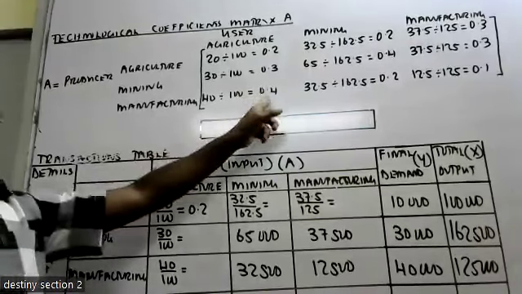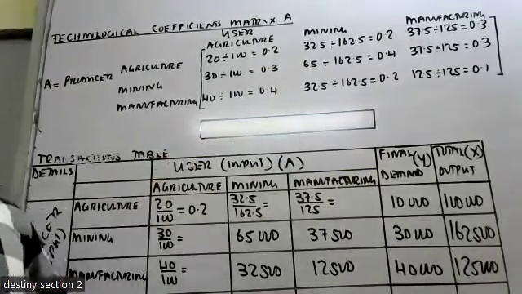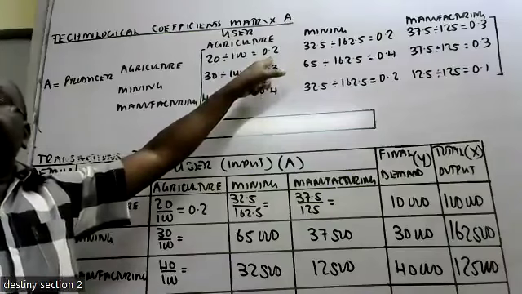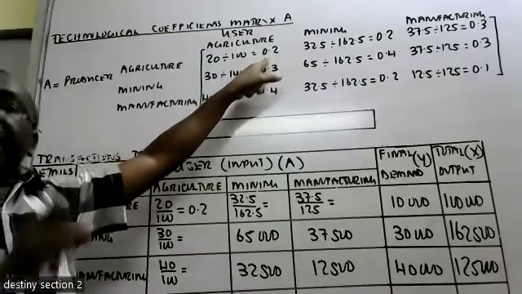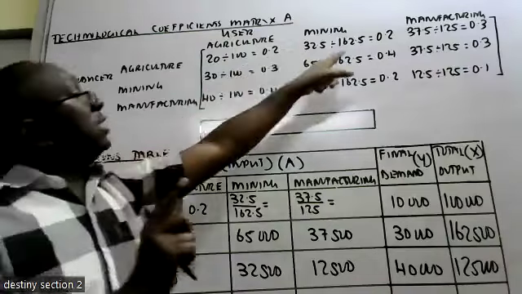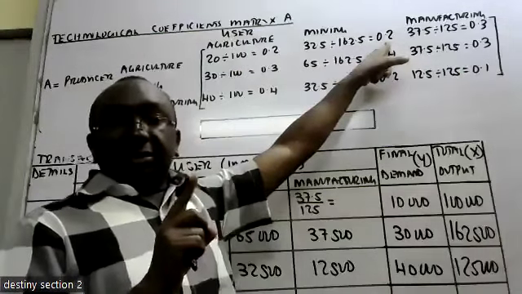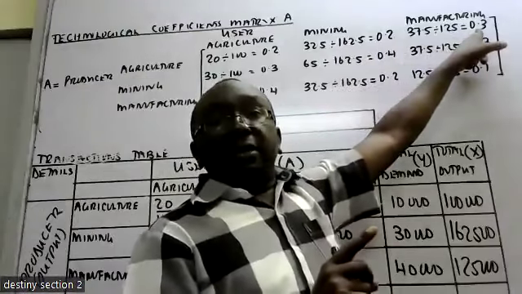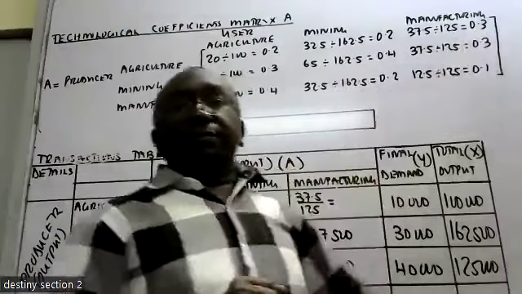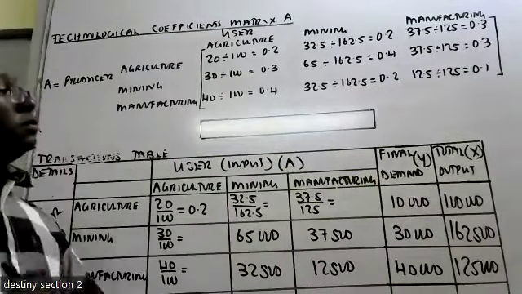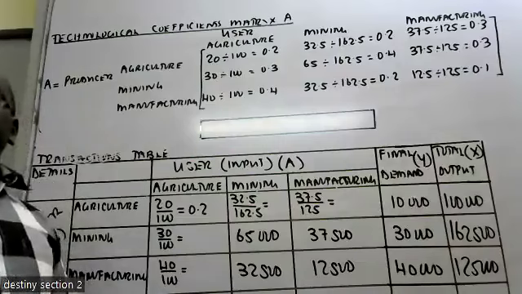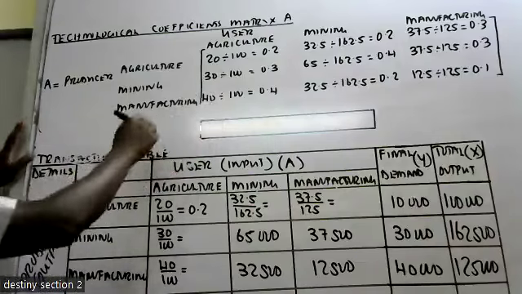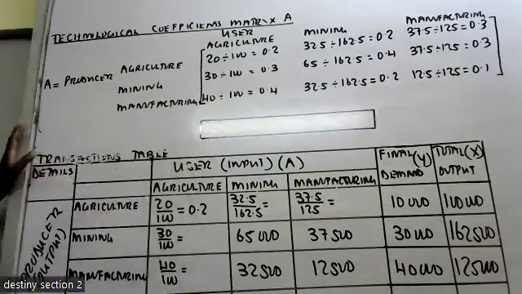So these are the ratios, and sasa here, this one, 0.2, it is what agriculture requires from agriculture so that it can make 1 unit. This is what mining requires from agriculture so that it can make 1 unit. This is what manufacturing requires so that it can make 1 unit. Now, for yourself, for your case, maybe because you have space, hiyo matrix inakuanga hivyo.